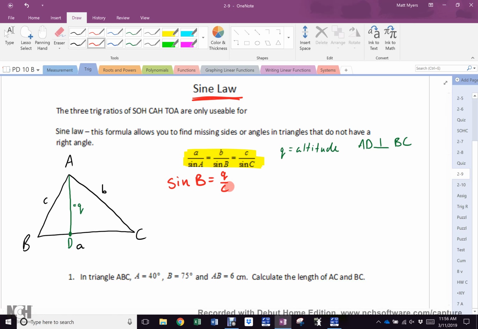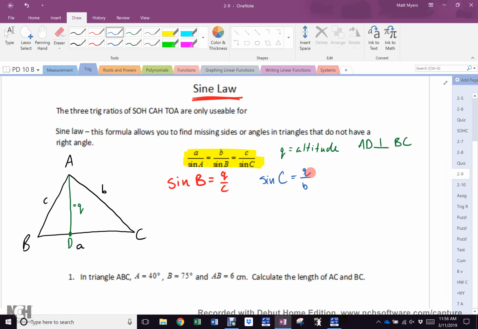Everyone is good? Okay. What then is sine C? Here is C. What is sine C? Q over B. Correct? Is everybody with me? All right. Now, what do you see that is the same in both of those expressions we just wrote? Q is in both, yes?